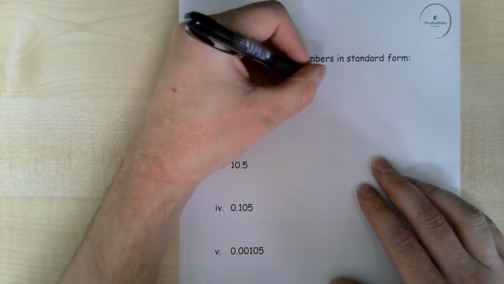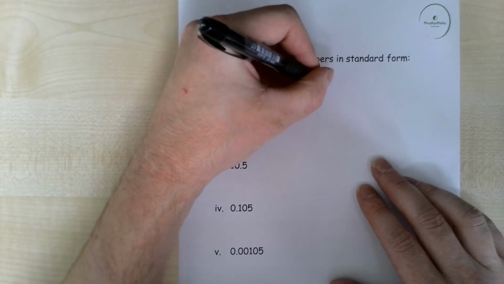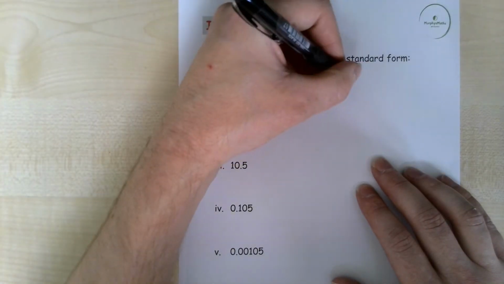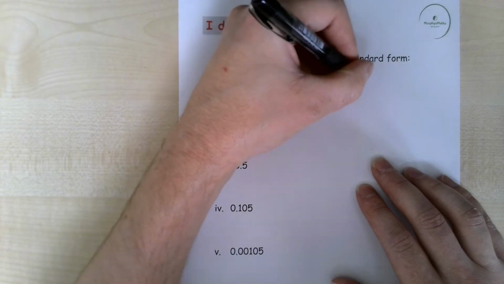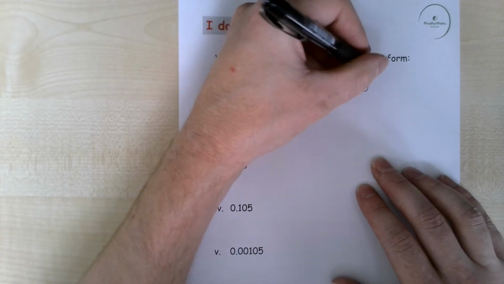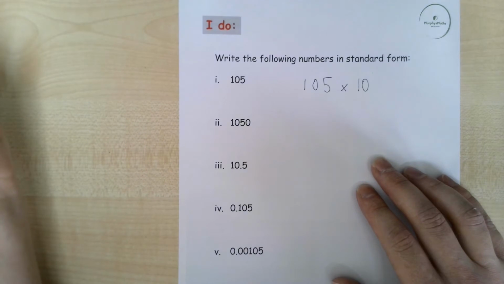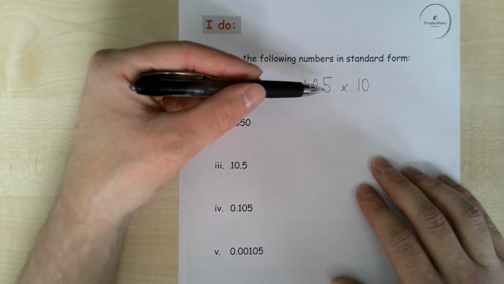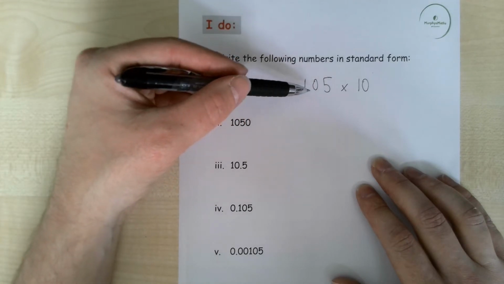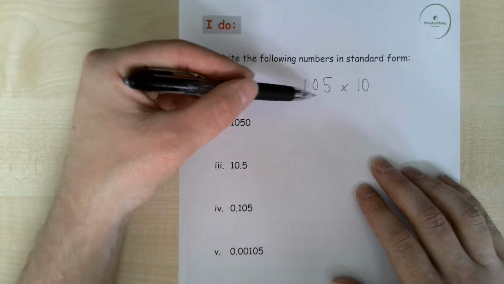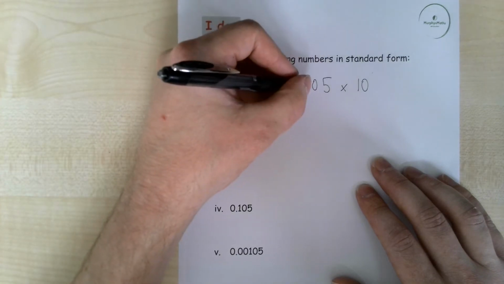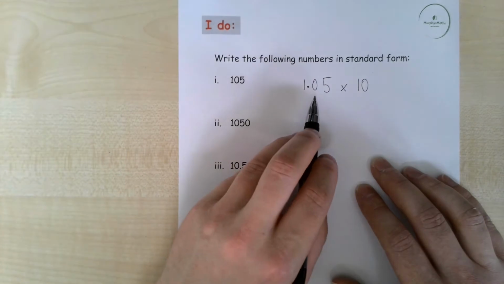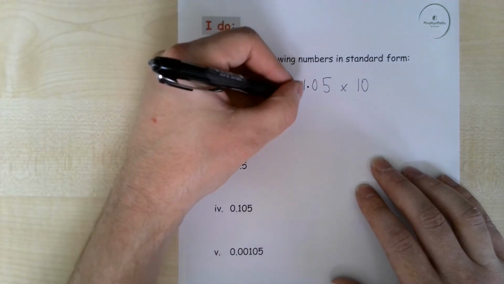On my first one, 105, I'm not going to change the digits. So my answer is going to have 105 as part of it, and it is going to be multiplied by 10 to some power. Now we need to put a decimal point in here so that our number is still between 1 and 10. So our decimal point can go here, nowhere else. So 1.05, that's between 1 and 10, which is what I wanted.